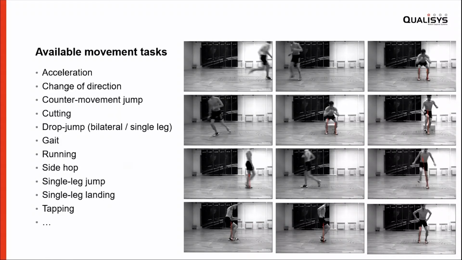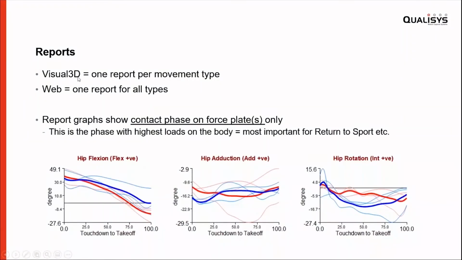And okay, so in terms of reports, the outputs are Visual2D reports and web reports. One thing I want to highlight here is that all the reports are showing the contact phase only, because this whole module is about looking at loads, looking at strategies of the body, how to act when there is heavy load on the body. So even for something like gait or running, we're not showing the traditional gait cycle, but we are actually showing the contact phase here to focus on that.